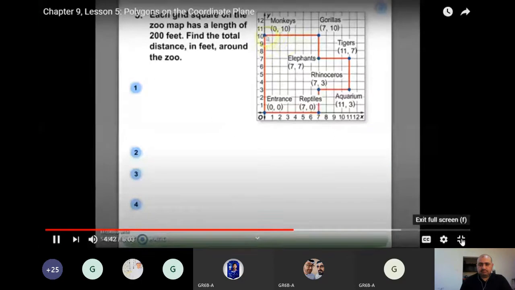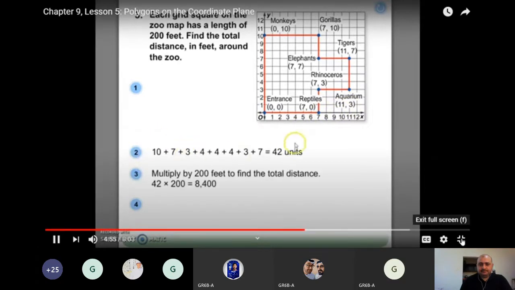To summarize, we plot our points. We figure out the length of each side either by counting or by subtracting x and y coordinates. Once you do that, you add up all of your sides, and then you multiply by the actual length of 1 unit. And this tells you the total perimeter in feet, 8,400 feet.